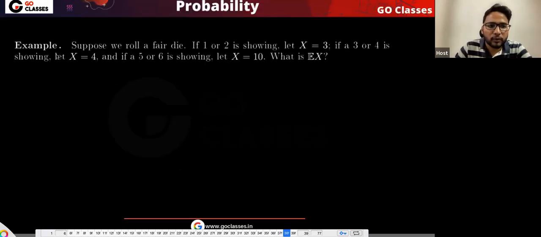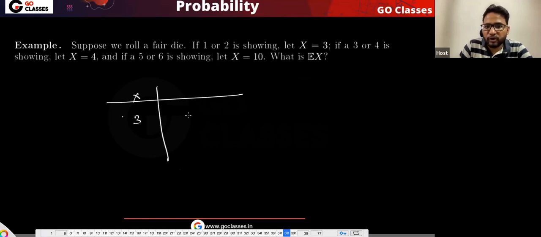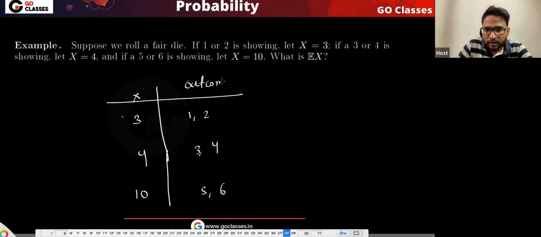Okay. Suppose that we roll a fair die. If 1 or 2 is showing, let x equal 3. They are saying that the value of x is 3 when the outcome is either 1 or 2. If 3 or 4 is showing, then x value is 4. If 5 or 6 is showing, then x value is 10. This is the outcome. Tell me what is the probability of x being 3?